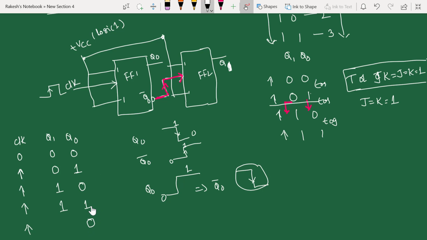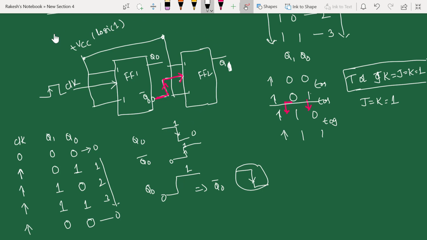Now when the next clock pulse comes, your first flip-flop again toggles to 0. Now your Q0 is moving from 1 to 0. That means your Q0 bar will move from 0 to 1. That means it is going to give an active clock pulse to the second flip-flop. Now it becomes 0. So you started with 0 and ended with 0. This is one full cycle. This is like 0, then 1, then 2, then 3, again 0. If you go further, it will repeat the same cycle.